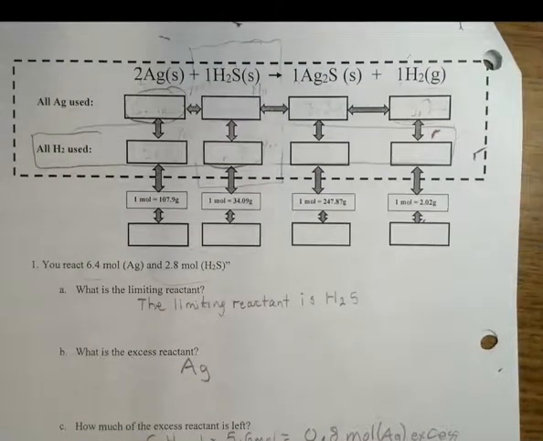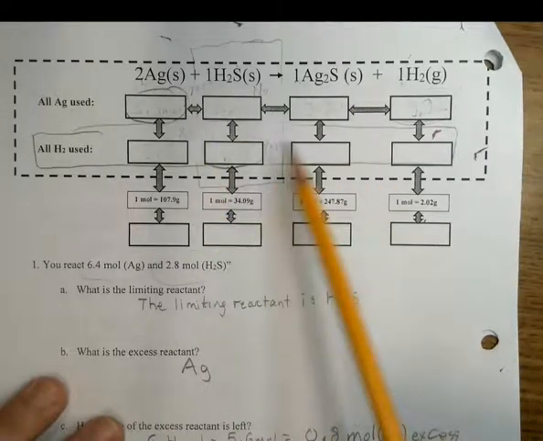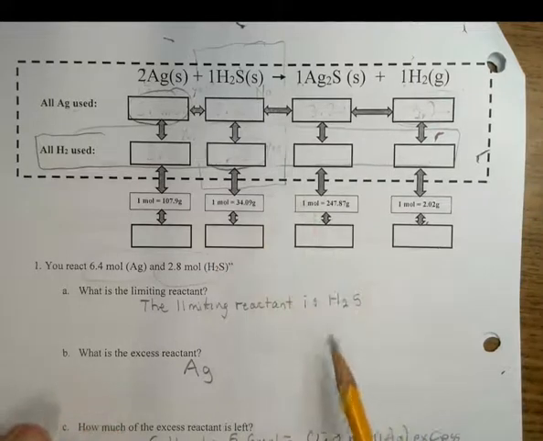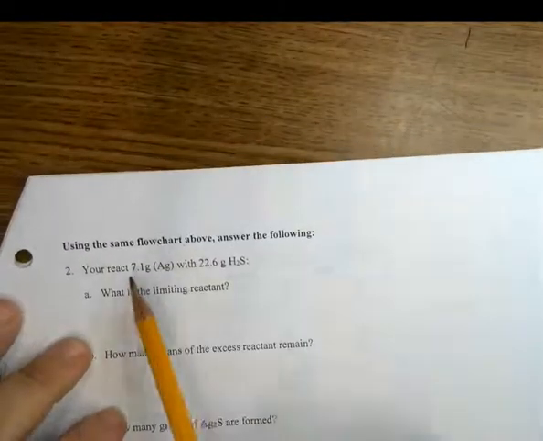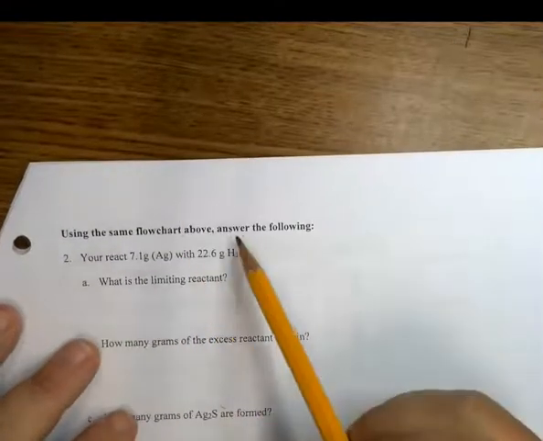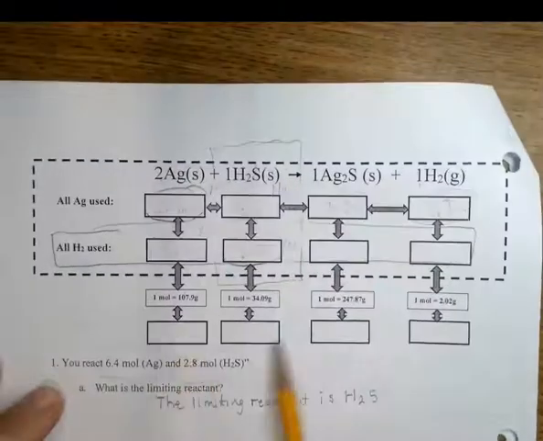Okay, so we're going to go on to the next problem, which deals with this same chemical equation. I did as best I could to erase everything that I had before because we're going to need to start over and use those squares for something else. So let's go over to the other side. And it says you react 7.1 grams of silver with 22.6 grams of H2S. So now you notice things are in grams. So grams is something we would write down here.